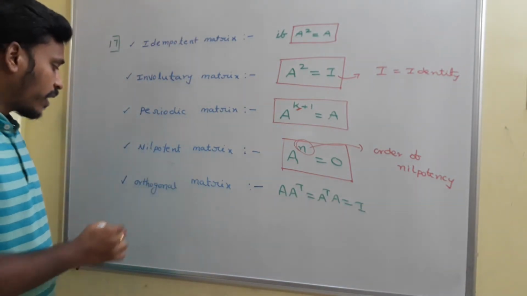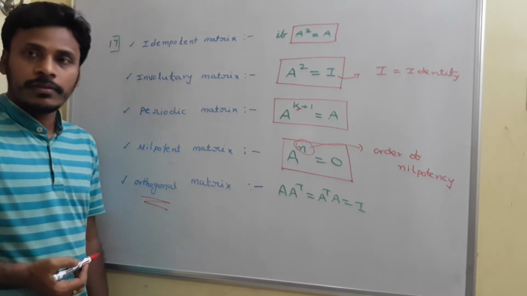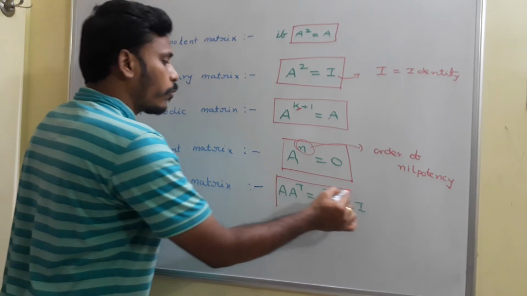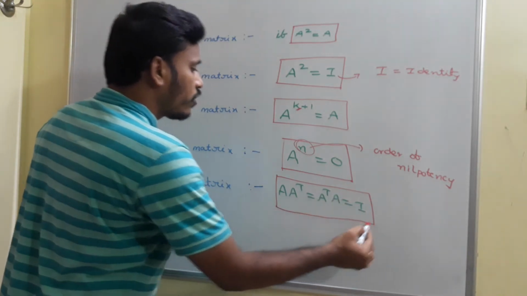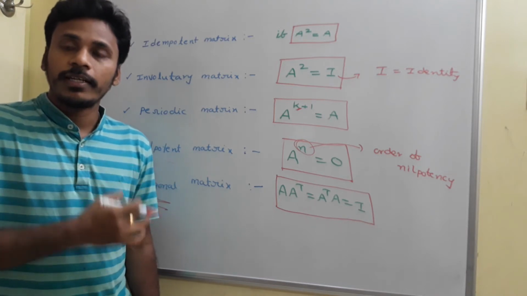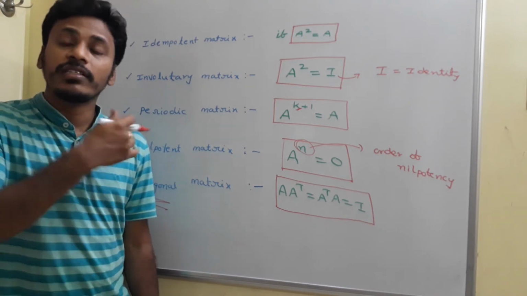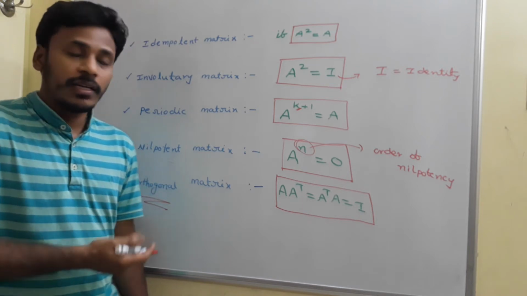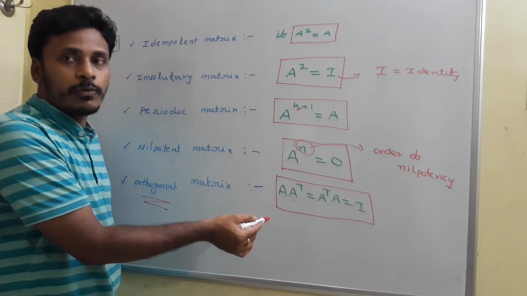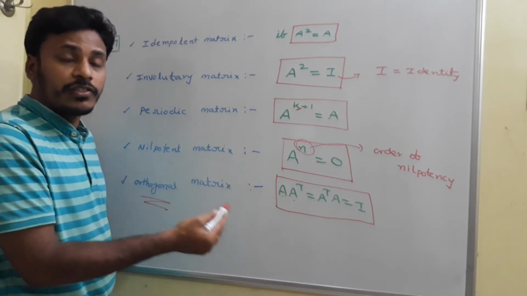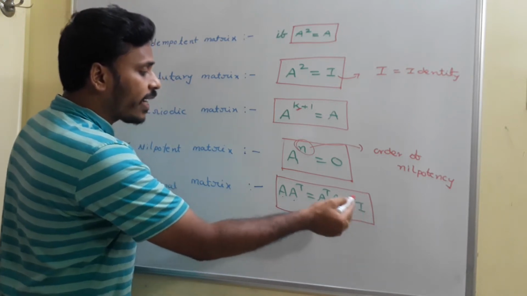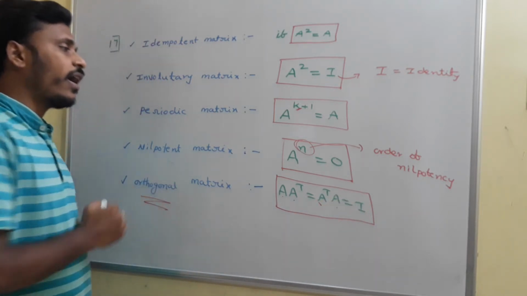The next thing is orthogonal matrix. Orthogonal matrix means A into A transpose is equal to A transpose into A is equal to I. Suppose I have a matrix A, if I multiply that matrix A with its transpose, it results in I. You are all aware of writing the transpose of a matrix. You just multiply A with its transpose or A transpose with A. In both the cases, if the result is the identity, then we say that A is orthogonal.